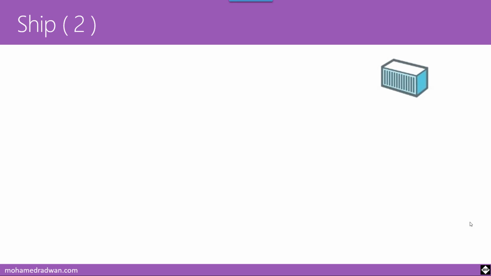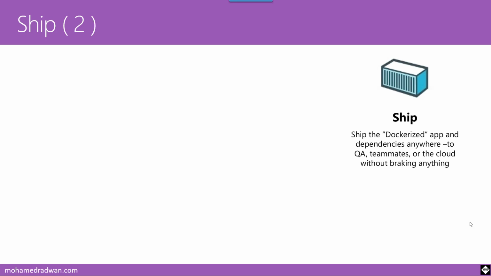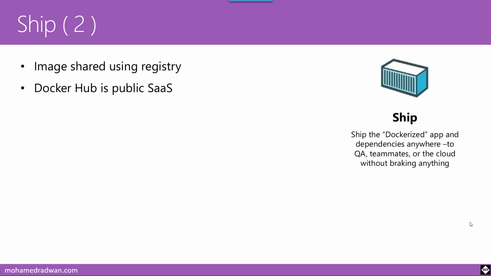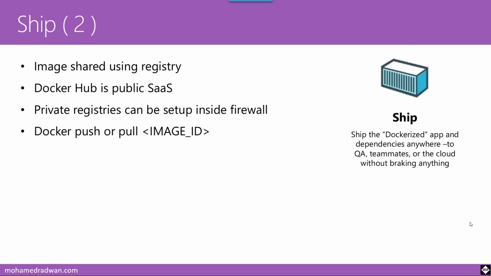So let's look at the steps of the second stage, which is the ship. So the first step is that the image is shared using a registry. So I created my image and I store my image in the registry. Docker Hub is a public software as a service solution, where I can store my image, or I can have a private registry where I can store the images within my company firewall. So private registries can be set up inside the firewall, and Docker pushes or pulls an image from that storage.